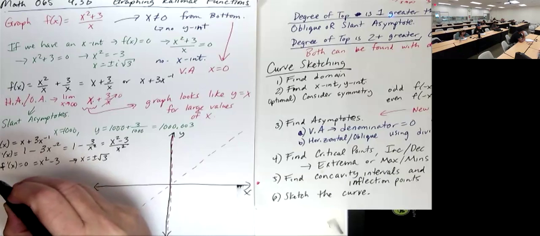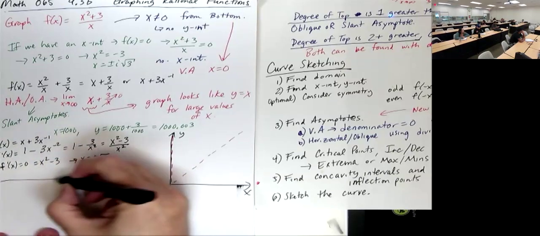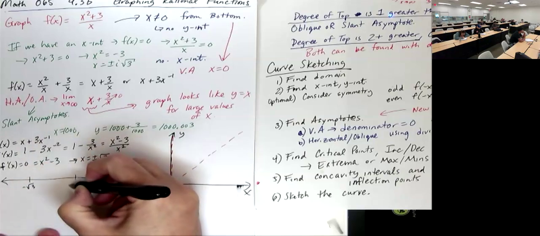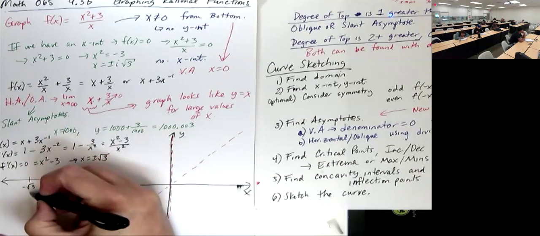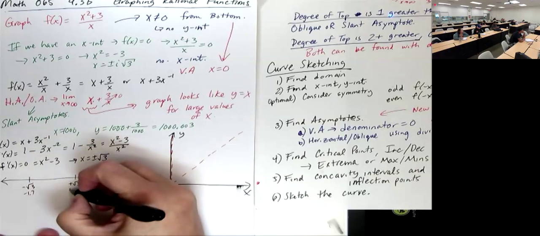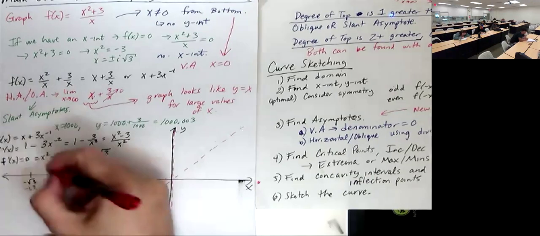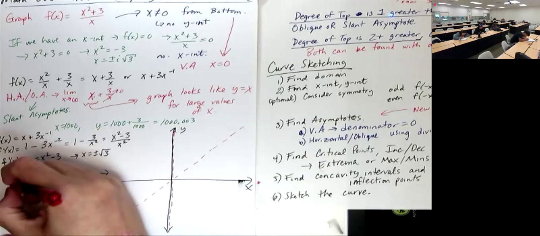So let's take a look on the number line, what's going on with that. We've got negative square root of 3, positive square root of 3. This is about 1.7-ish. So we'll do some test points real quick: 0, negative 10, and 10.